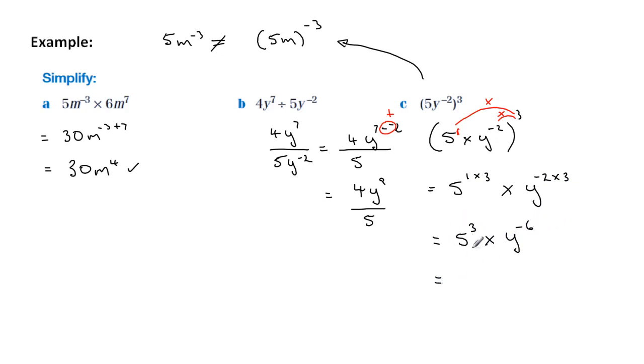We can multiply this out. 5 cubed is 125. And our y to the 6, now that's a minus 6, so we can actually move that underneath like this. It's better to have positive indices in an answer. So it's 125 over y to the 6. Remember that this part here is equivalent to 1 over y to the 6, and that's why it appears down here in the denominator.